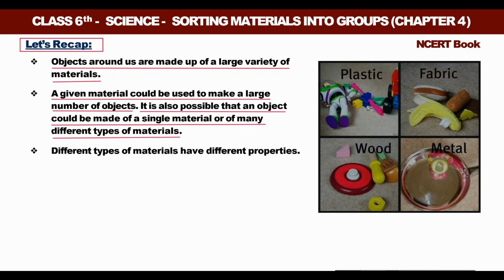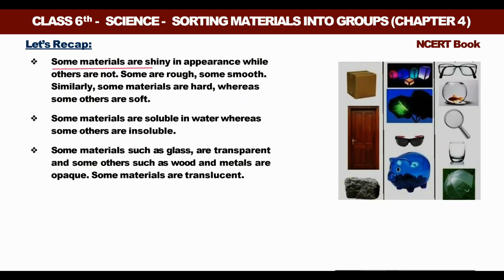आप ये भी देख सकते हैं कि एक चेयर केवल वुड की ही बनी हो सकती है, और एक चेयर वुड के साथ प्लास्टिक मिलाकर या वुड, प्लास्टिक और उसमें स्टील मिलाकर भी बनाई जा सकती है। तो an object can be made up of a single material, it can be made up of different types of material. Different types of materials have different properties, और आप भी जानते हैं कि different types of materials have different properties. Some materials are shiny in appearance while others are not. Then shiny are lustrous and non-shiny are non-lustrous.